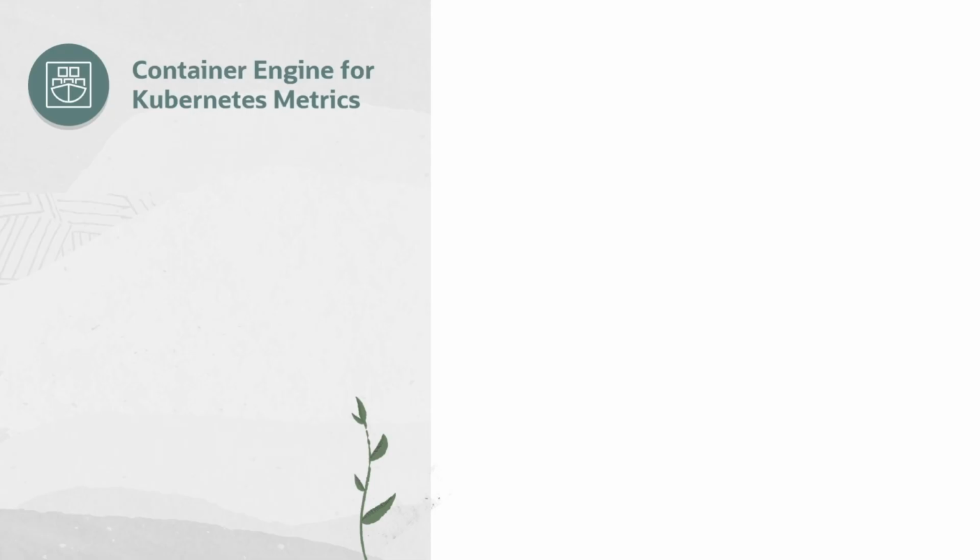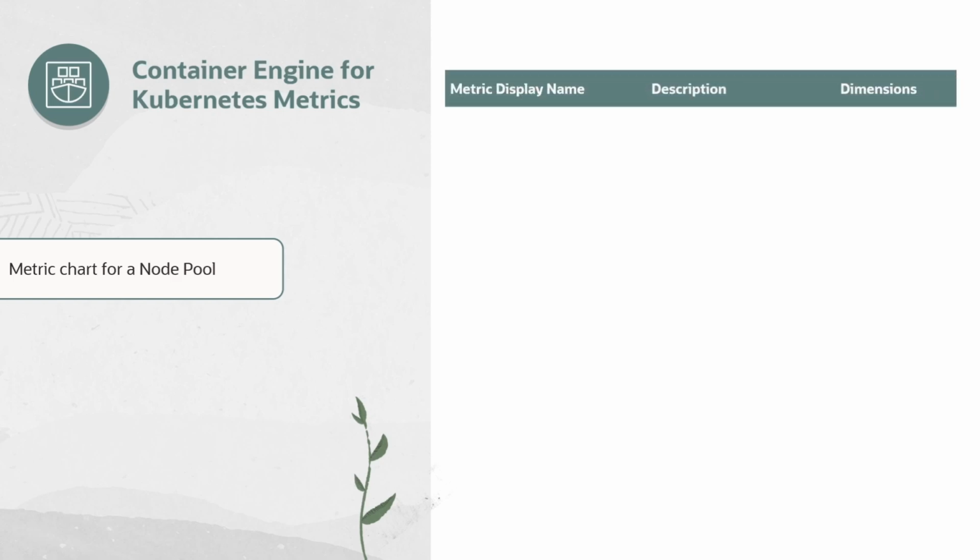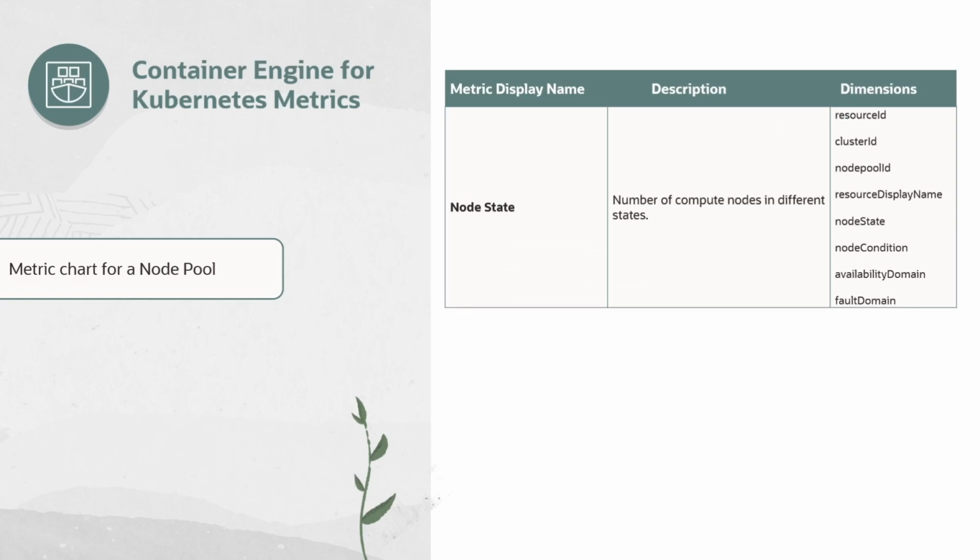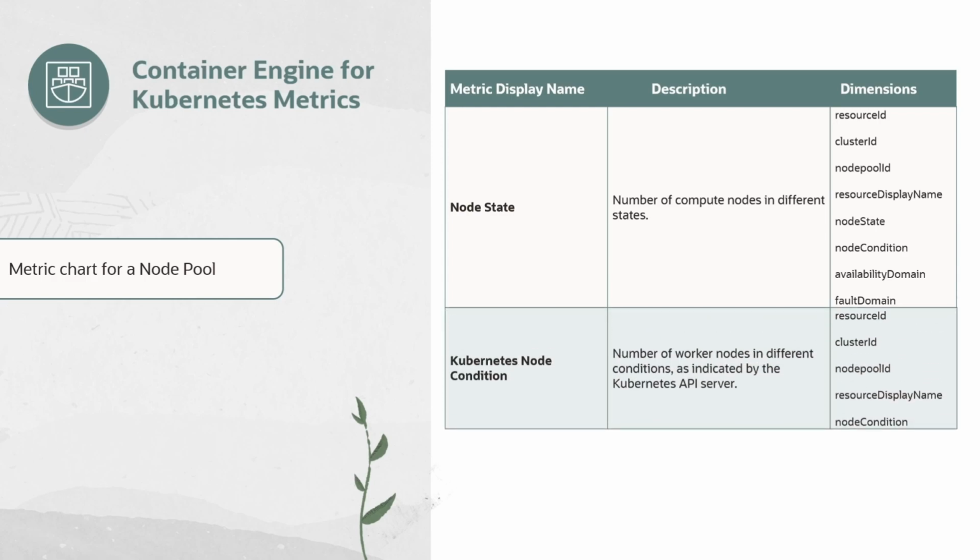To see metrics for a specific node pool or worker node, we must navigate to the respective tabs and click on the desired name. On the node pools metrics tab or the worker node metrics tab, we get to see different metrics such as node state. This metric reveals the number of compute nodes in different states. And we also have the Kubernetes node condition metrics. It showcases the number of worker nodes in various conditions as reported by the Kubernetes API server.